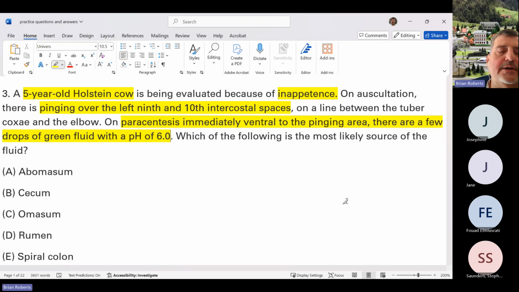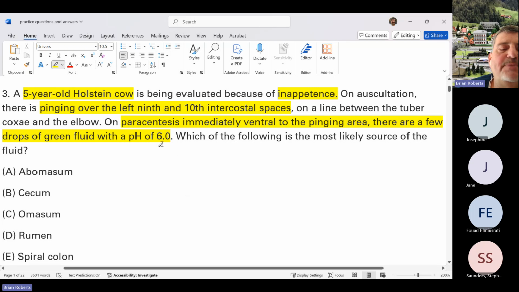What two options on here make you really anxious, like if that was a dog, I hope they didn't get a sample from that area? What would you be concerned about? Is it the spiral colon? I would be. Yeah, you don't want to stick needles in the colon or the cecum. So I would eliminate B and E, even though I don't remember anything about large animal. So we have abomasum, omasum, and rumen.